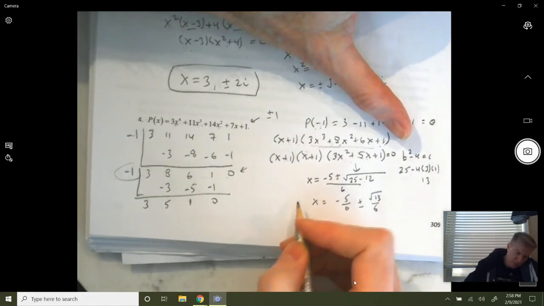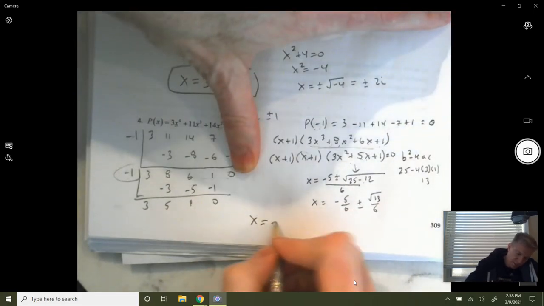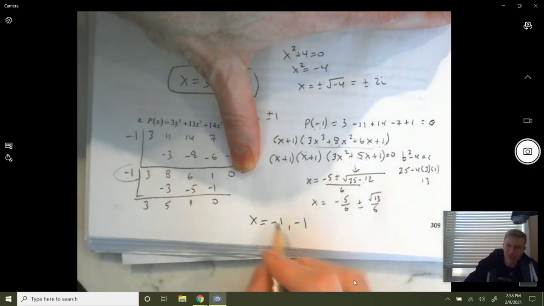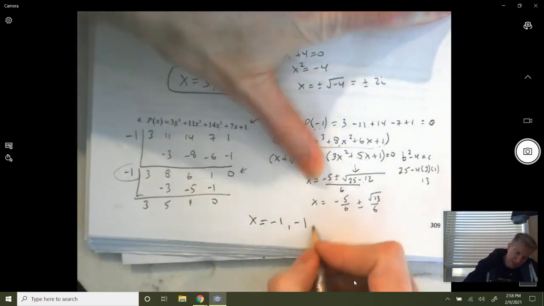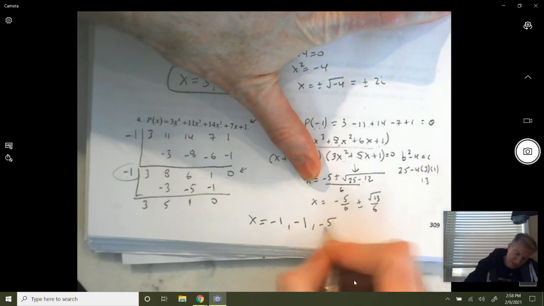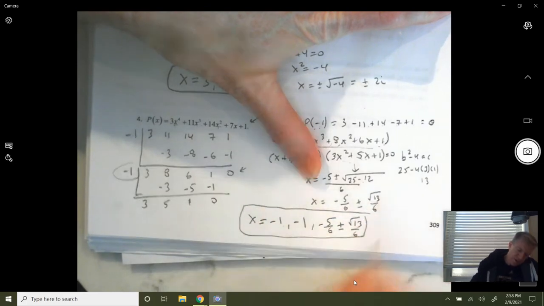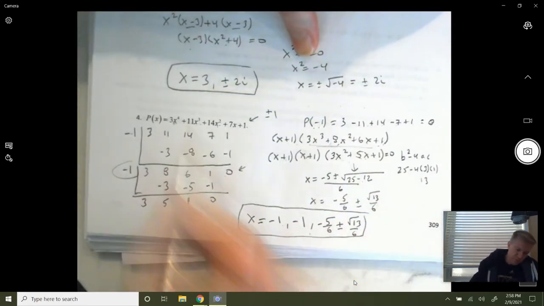Okay, so our roots are x equals -1. I'm going to list it twice just so we know it's a double root. If I asked you for distinct roots, you don't have to list it twice. -5 plus or minus rad 13 over 6. There are your four roots because it's fourth degree.